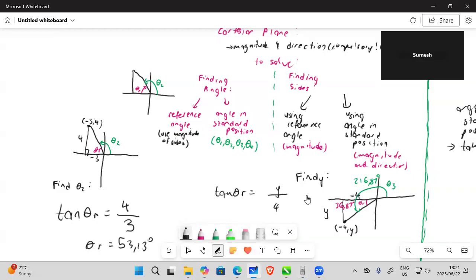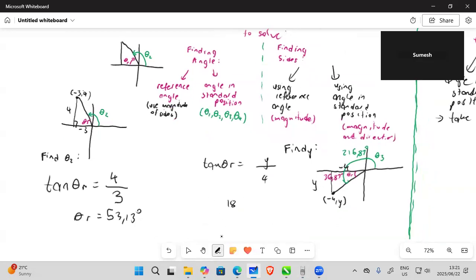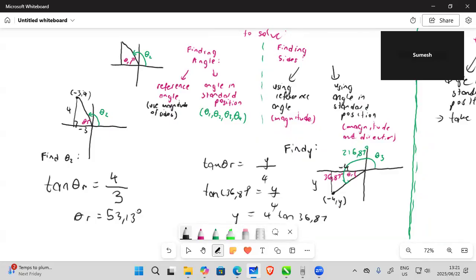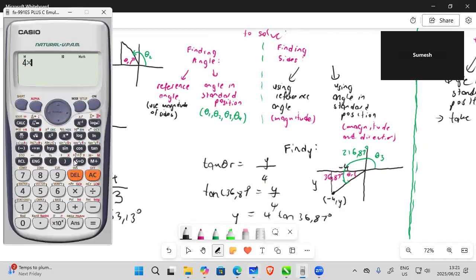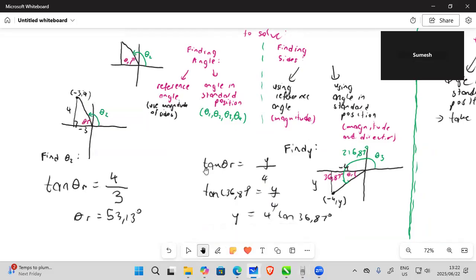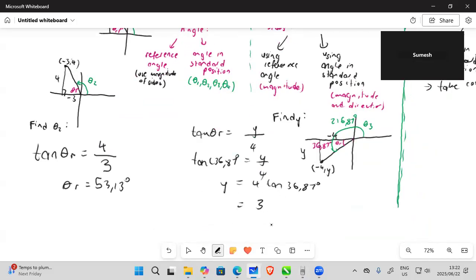If you work this out, we get theta reference to be 36.87. So I'll say tan of 36.87 degrees is equal to y over 4. Y is equal to 4 times tan of 36.87 degrees. Right, and if you solve for this, let's see what we get. 4 times tan of 36.87, that gives me 3. Can you see that? So what's the magnitude of it? It's 3. But remember, we're talking about the Cartesian plane. So therefore, y is equal to minus 3.